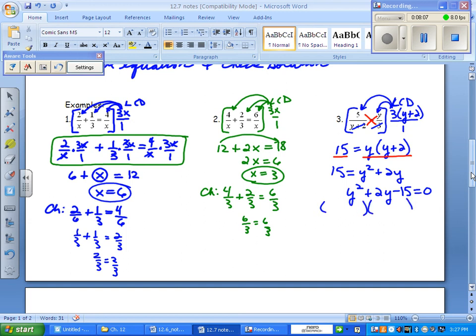Factor. y plus, y minus, it's going to be a plus 5 minus 3, that equals 0. y will equal a negative 5 and a positive 3. So when you check, you're checking them both.